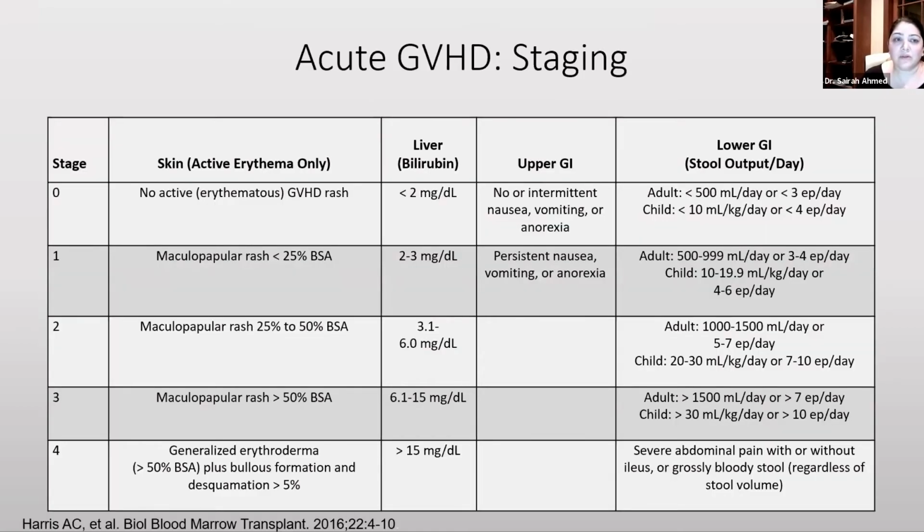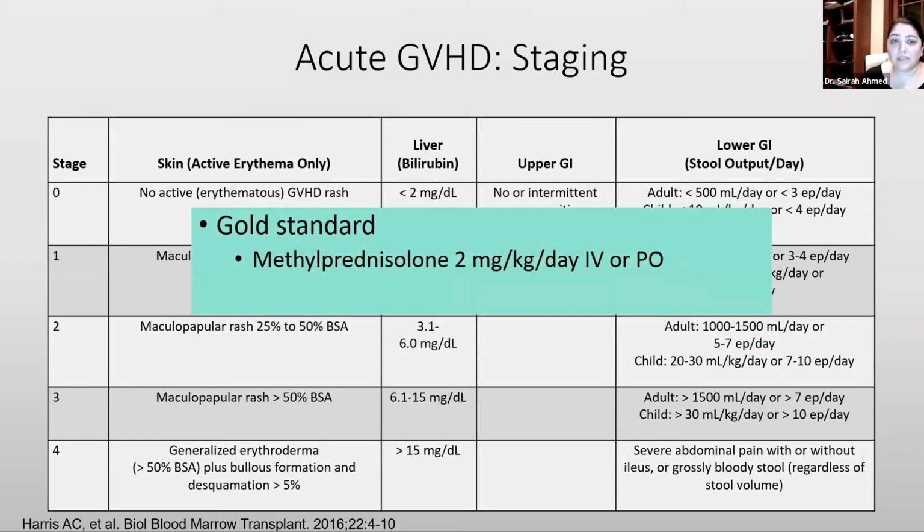Acute GVHD really looks at three organ systems. So skin, in terms of a rash, and the rash is graded as body surface area. Liver involvement, which is primarily denoted by hyperbilirubinemia, and then GI involvement, where upper GI involvement can be nausea, vomiting, anorexia, and lower GI involvement can be diarrhea all the way to severe denudation of mucosa, resulting in ileus or grossly bloody stool.